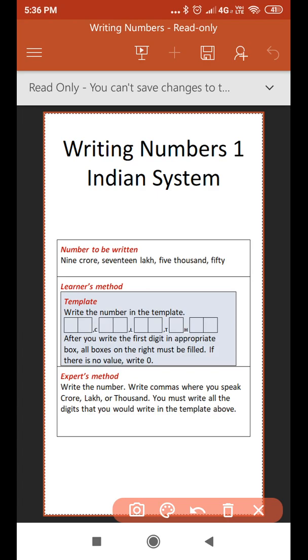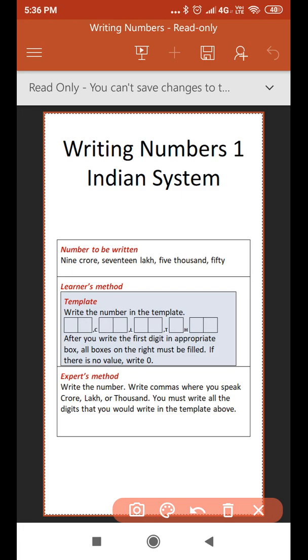Writing numbers. When you want to write numbers, there is a number to be written. Then I will teach you one learner's method in which you will use a template which will help you write the number. And then once you are comfortable with the learner's method, the expert method. First we will write the numbers in Indian system and then in international system.